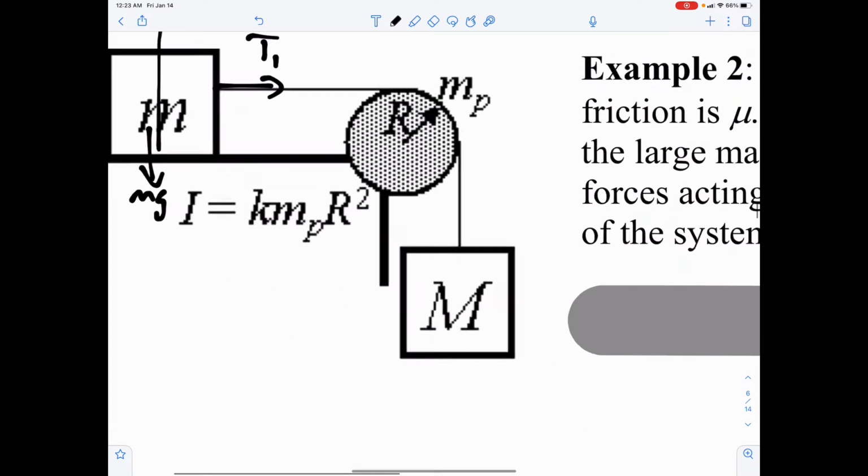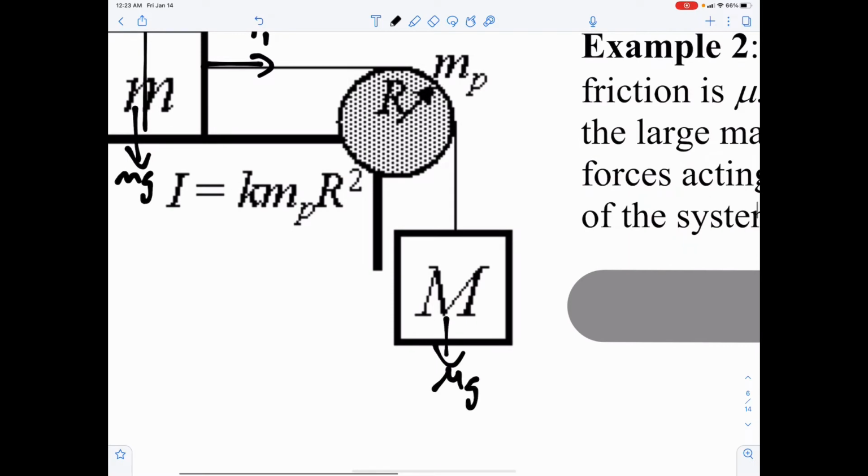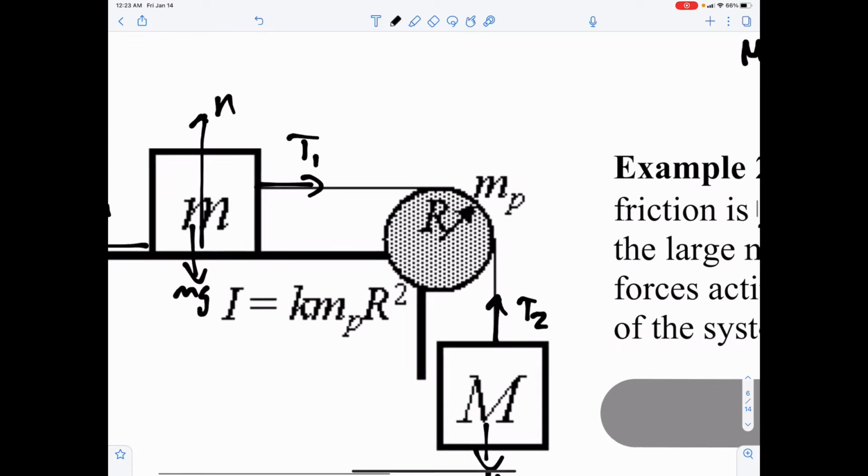Well, focusing on the big M, we've got big Mg, and you've got the other tension, the other side, which we'll call tension 2. Now we know tension 2 pulls down on the radius of the pulley that way, and tension 1 pulls on the pulley that way. Okay. Tension 2 is the causing torque. Tension 1 is the opposing torque because the whole pulley will rotate in the clockwise direction once the system gets going.